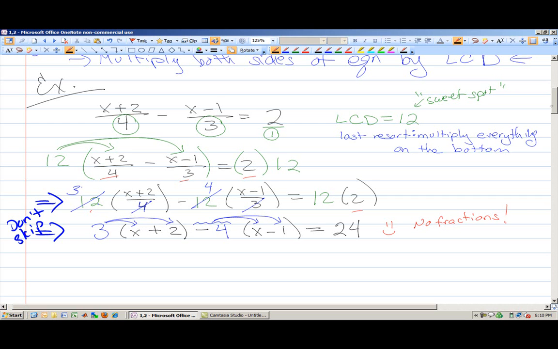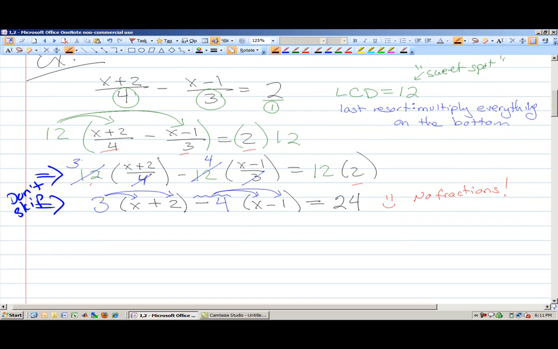So 3 times x plus 2 is 3x plus 6. Now the negative 4 gets distributed, so I've got negative 4x. Negative 4 times negative 1 is plus 4. Okay, going to combine like terms. So I've got 3x minus 4x is negative x. 6 plus 4 is 10. And that gives us 24.